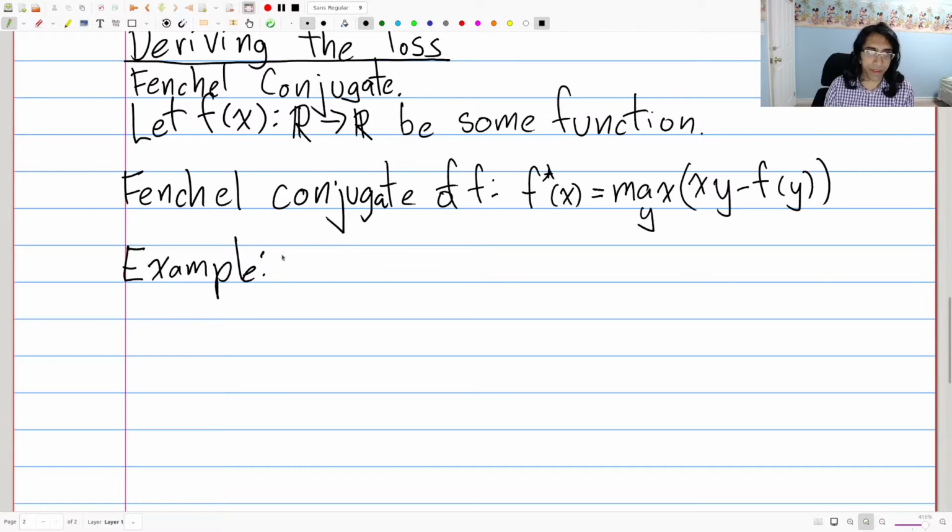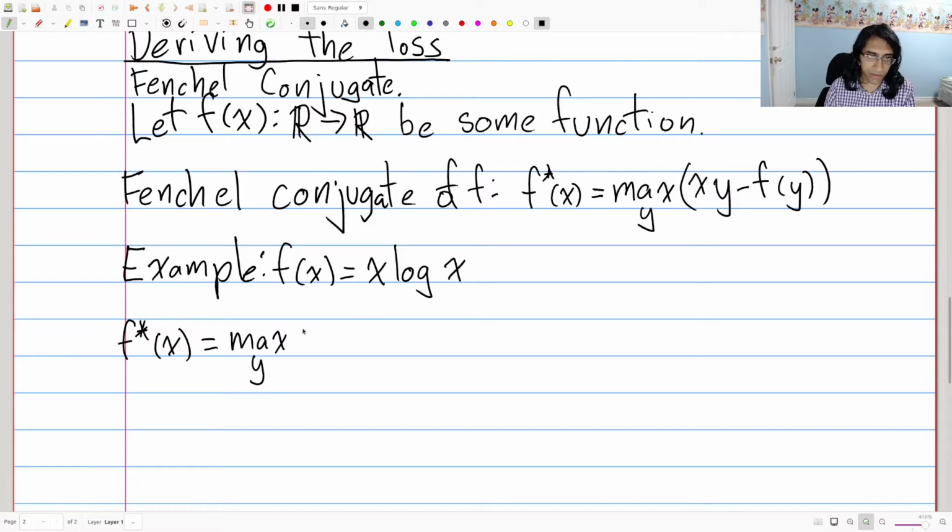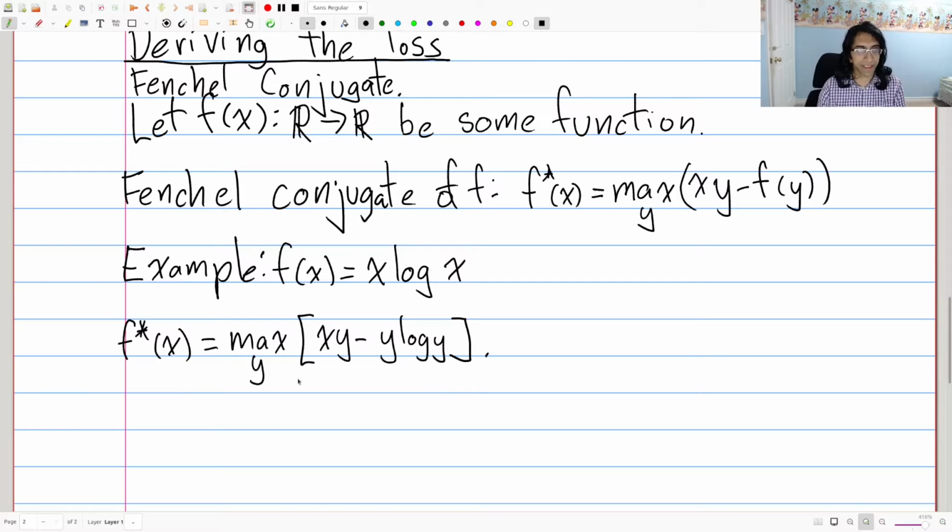And an example is we're going to take a look at the function f of x equals x log x. And what happens if we take the Fenchel conjugate of this? Let's just do it. If we do f star of x, just plug it into this expression here. So it'll be max over y of xy minus y log y. So that's the Fenchel conjugate written like this. But this, of course, isn't very useful because it's not a very nice closed form function.